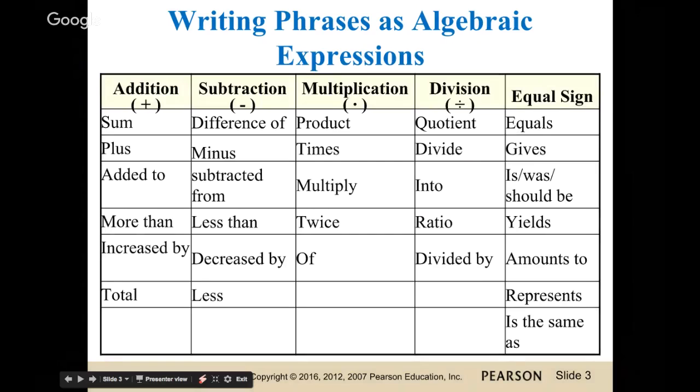So this chart should look familiar to you. If you need to pause this and make sure that your chart includes all of these, if there is anything on here that you don't already have in that chart in your formula section, make sure you add them. If you never put this in your formula section, you might want to pause this now and add this chart to your formula section.